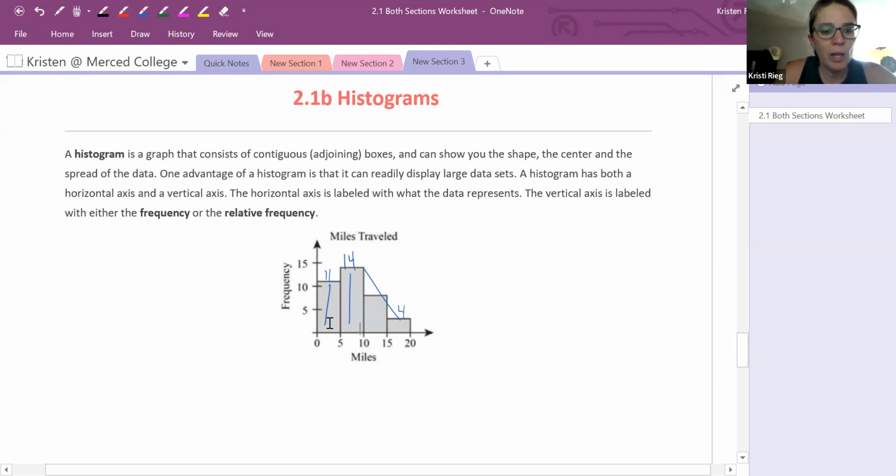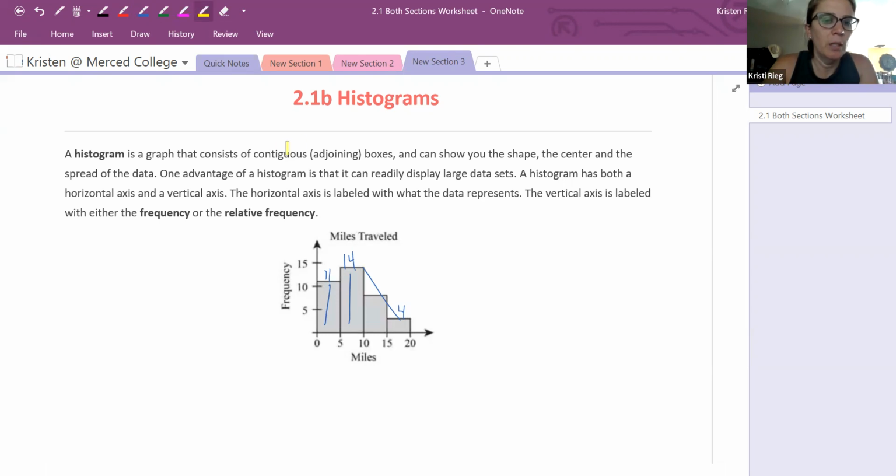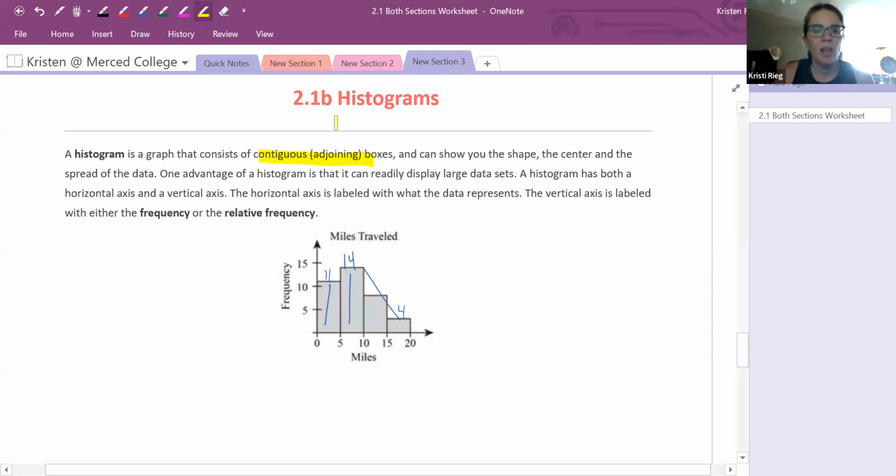I do want to point out that they are rectangles or boxes that are touching. So it says up here that they need to be adjoining, touching boxes. We don't want spaces in between. The only time there would be a gap is if that number is truly 0, if that number occurs 0 times. Also, where the cutoff is, like 5, well, does that mean if you were 5, you were in the first box or the second box? We'll talk about that when we make our own.